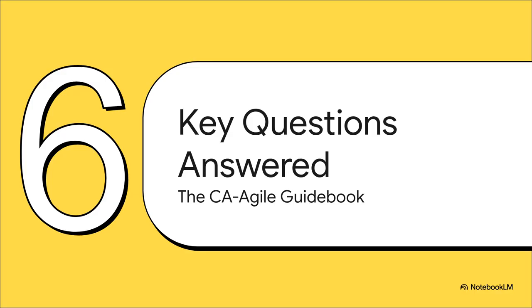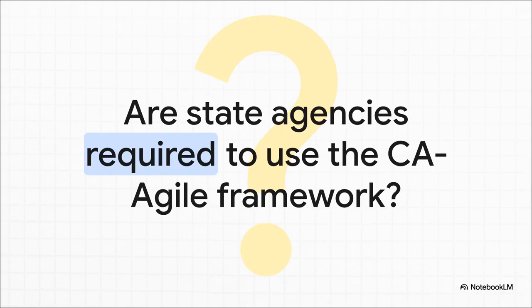All right, we've walked through the whole life cycle. So now, let's switch gears and do a little rapid-fire Q&A to tackle some of the biggest questions people have about how CA-Agile actually works in the real world of state government. Let's start with the big one, the question on everyone's mind. Is this thing a top-down mandate? Do state agencies absolutely positively have to use this new framework?